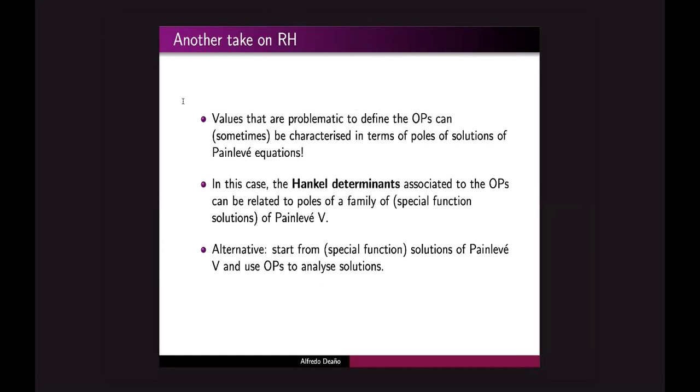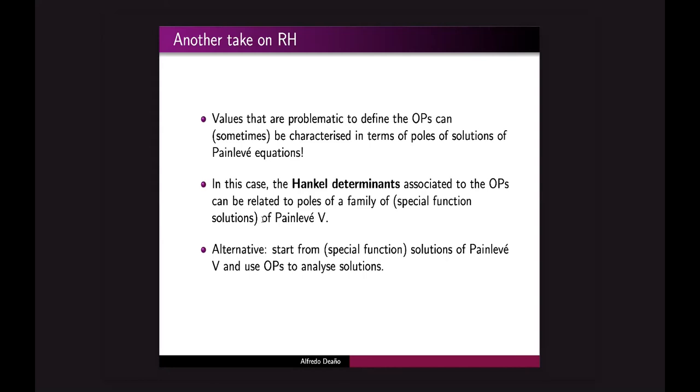The message here maybe is that you start with some orthogonal polynomials, and then you have a weight function that is complex, so it's not clear if things are going to work, but you can characterize these problematic values in terms of poles of certain solutions of Painlevé equations. In this case, the key is the Hankel determinant, and then the zeros of the Hankel determinant are related to poles of some solutions of Painlevé 5.